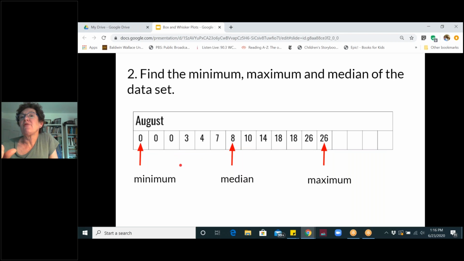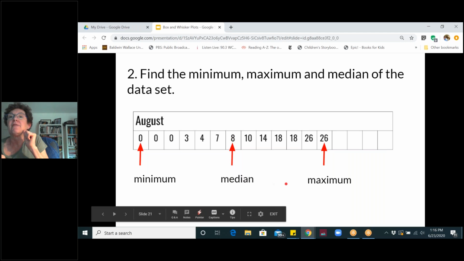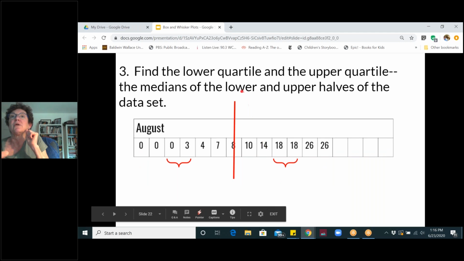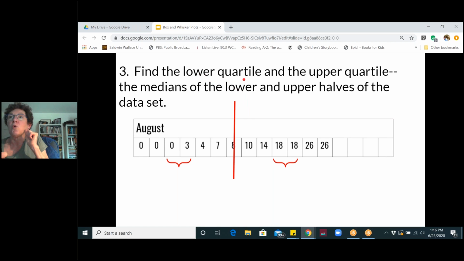Then we're going to flip to the next one because this is the 5-number summary, and we've only got 3 numbers here. So to start, you just do the median of the entire data set. Then the next thing you do is find the lower quartile and the upper quartile, and that's the medians of the lower and upper halves of the data set.